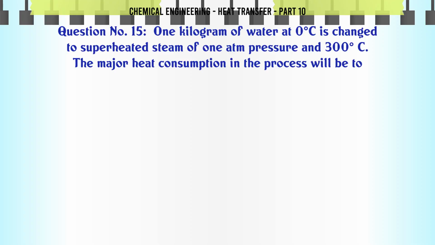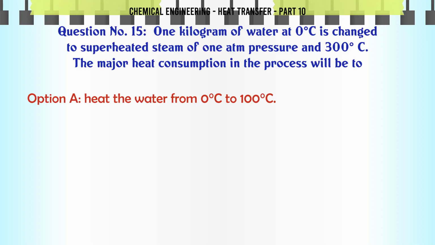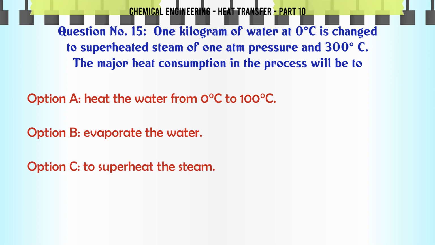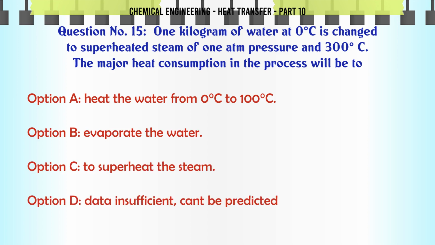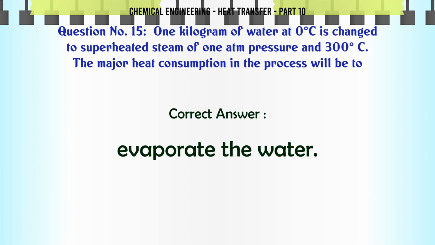1 kg of water at 0 C is changed to superheated steam of 1 atm pressure and 300 C. The major heat consumption in the process will be to A. Heat the water from 0 C to 100 C, B. Evaporate the water, C. Superheat the steam, D. Data insufficient, can't be predicted. The correct answer is evaporate the water.